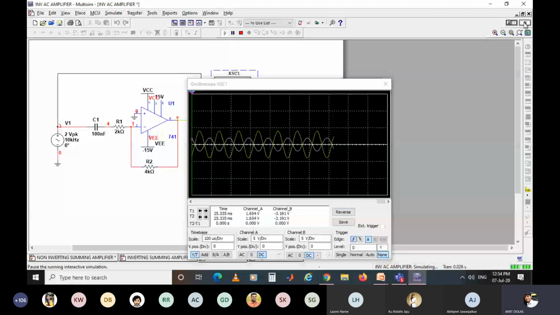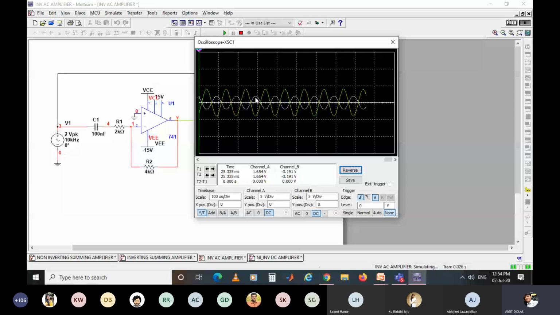So you can see here, this is input, white is the input, yellow is the output. They are 180 degree out of phase. You can see output is the amplified, and original input signal is having 4-volt peak to peak value, and 4-volt multiplied by gain 2, that will be 8-volt peak to peak value of the output. So output amplitude is double than that of input.